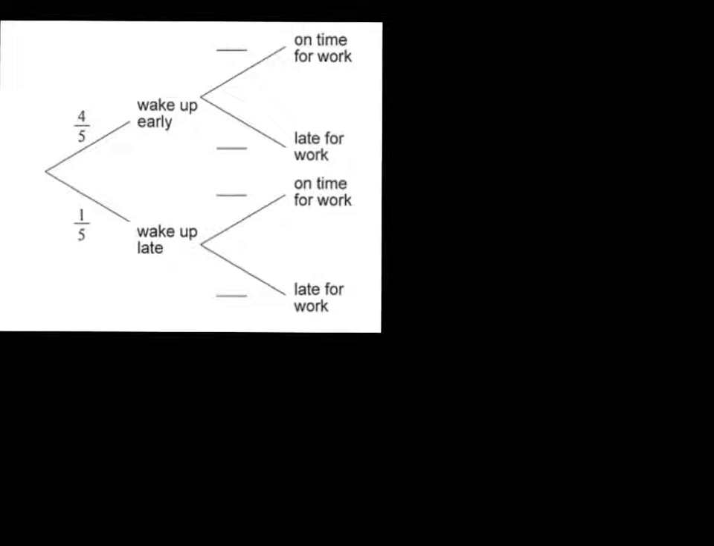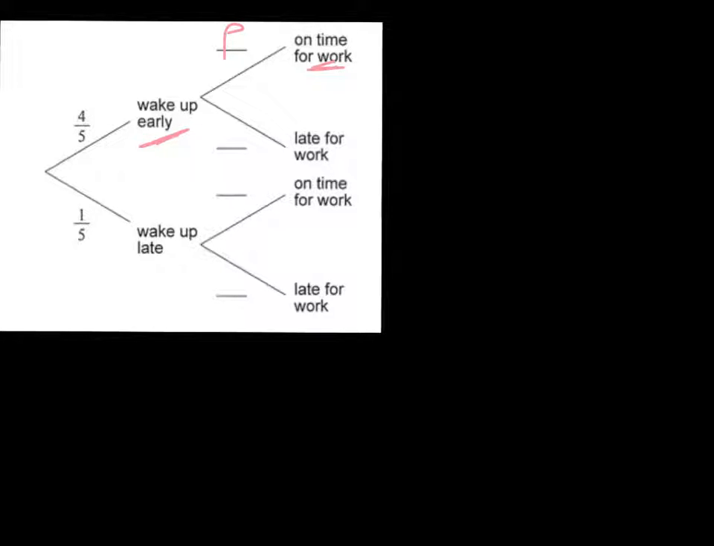As the marks in question 12 have been allocated, you can see that part A is fairly straightforward and part B has a bit of a sting in the tail. In part A, you're just asked to complete the probability tree diagram for this question. You're told that if he wakes up early, the probability that he is on time for work is P.